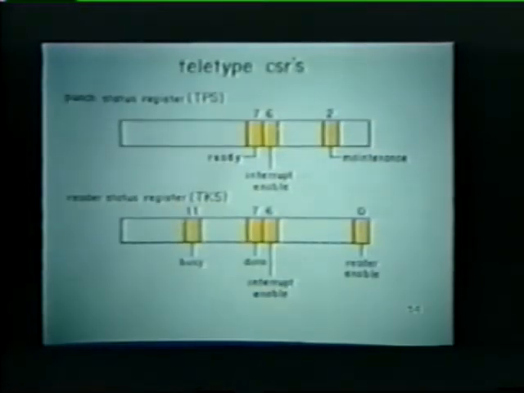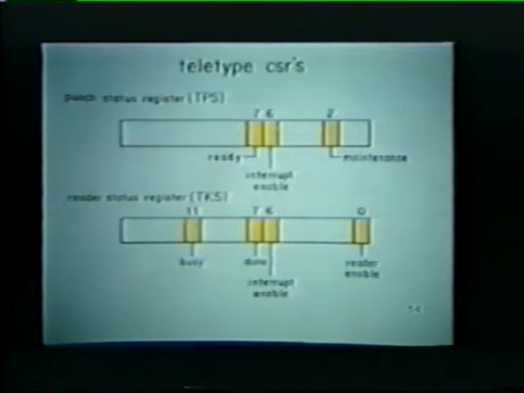The other punch status register bits should be familiar to you. If interrupt enable is set, an interrupt is allowed when ready is asserted. This occurs when the punch data buffer is available to accept data. Ready is then cleared when the punch data buffer is loaded. 4 bits are used in the reader status register.